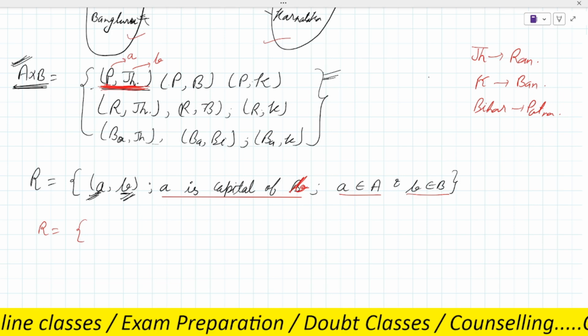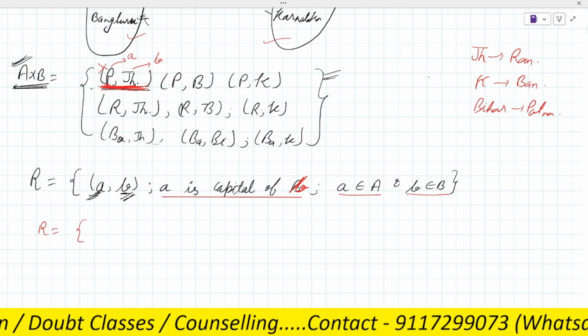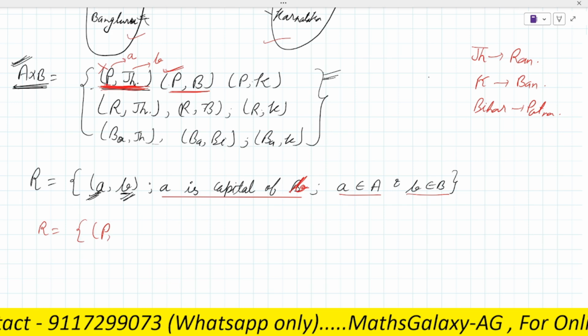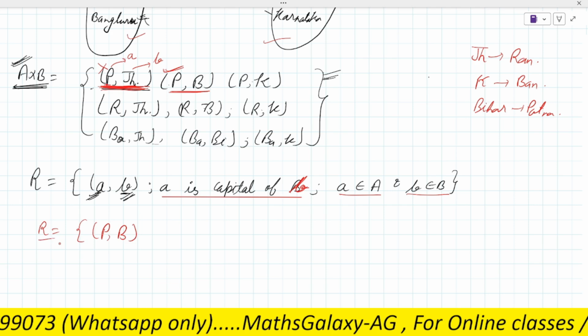No, Patna is not the capital of Jharkhand. This is wrong. It will not hold the relation. Here, Patna is the capital of Bihar. Yes, this will hold the relation. Patna is the capital of Bihar. So this element we will write here in the set R, which will be the relation.